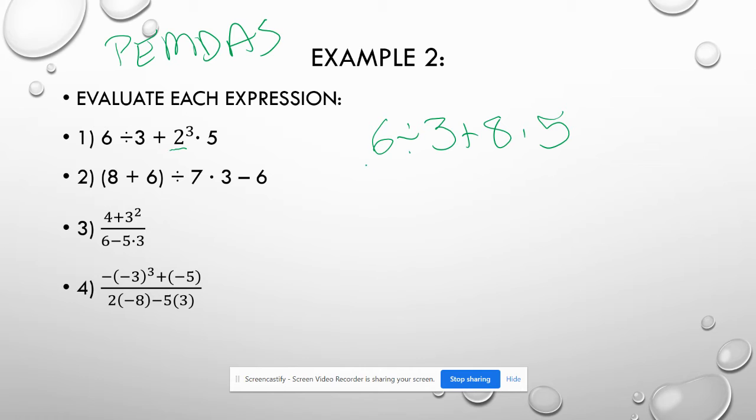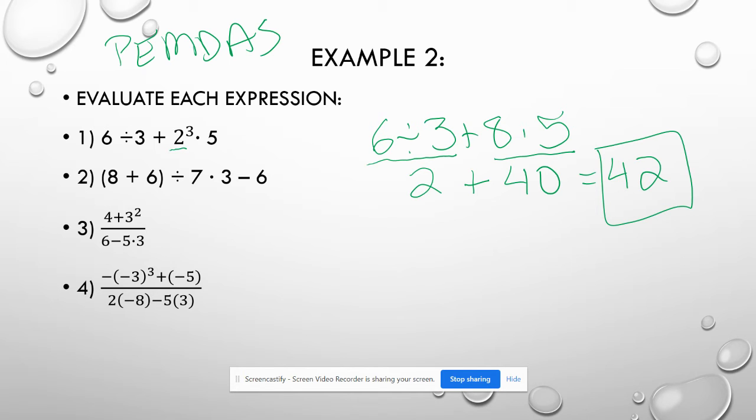Then we take care of multiplication and division. So I have a division first. That's 2. Bring down the addition sign. And then the multiplication of 8 times 5 is 40. 2 plus 40 is 42. That would be our final answer.